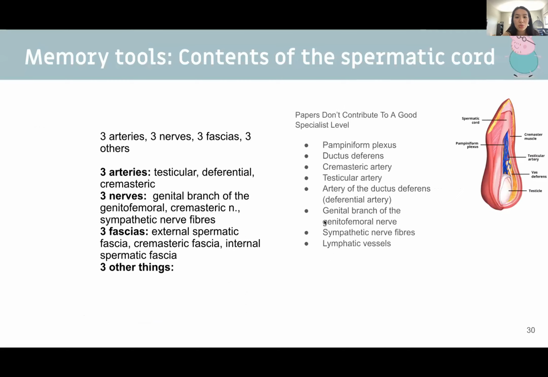These are some memory tools for how to remember what's inside the spermatic cord, but just remember there is the L1 ilioinguinal nerve on the outside as well.